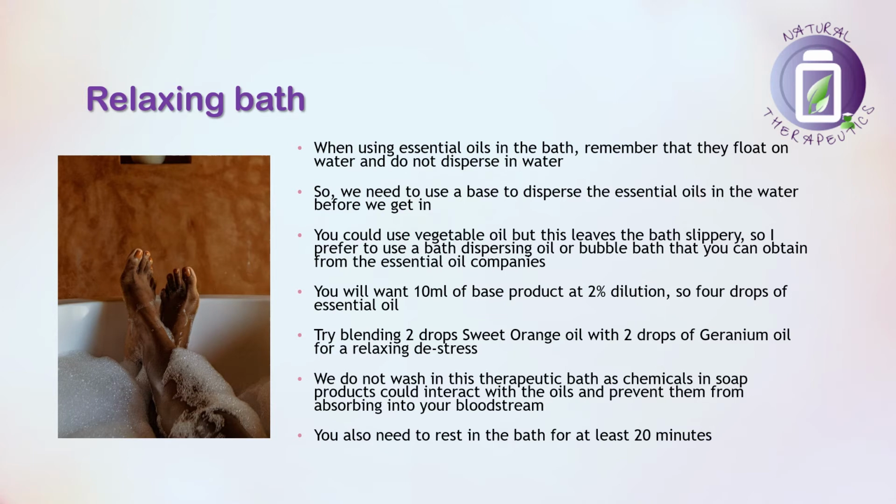the water. So we could use a vegetable oil, but this leaves the bath slippery. So I prefer to use a bath dispersing oil or a bubble bath, and you can obtain these from the essential oil companies, that you can add essential oils to. So for example, if you want 10 ml of a base product at 2% dilution, you'd put 4 drops of essential oil in. Here's a great blend for de-stress. 2 drops of sweet orange oil with 2 drops of geranium oil. That is absolutely wonderful for de-stress.